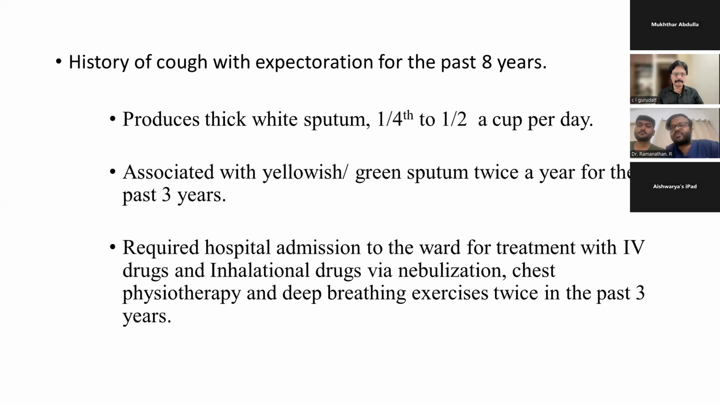Patient complains of history of cough with expectoration for the past 8 years. He produces thick white mucoid sputum, approximately 1/4 to half a cup per day. It is associated with yellowish or greenish sputum twice a year for the past 3 years. During the last year, he required a hospital admission to the ward for treatment with IV drugs and inhalational drugs via nebulization, and chest physiotherapy and deep breathing exercises.